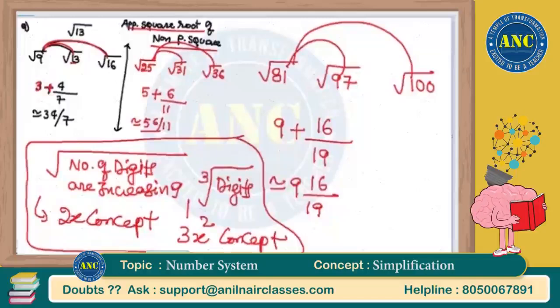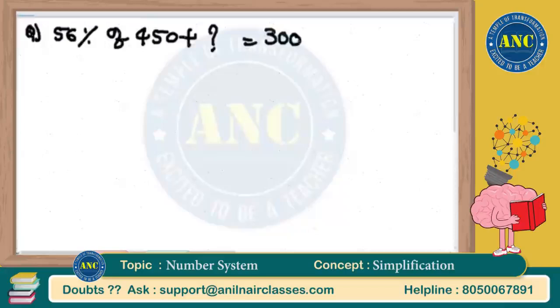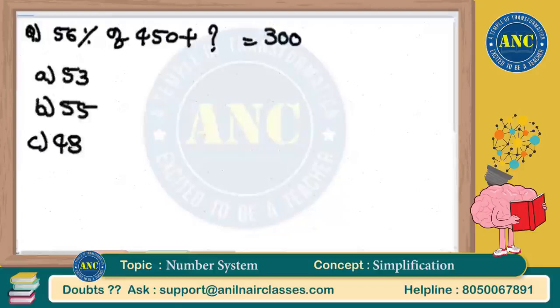Write down a few more questions. You take any logic that comes into your mind. Extremely useful for your DI. 56% of 480 plus something is equivalent to 300. Options, please write down: 53, next is 55, next is 48, and next is 61.